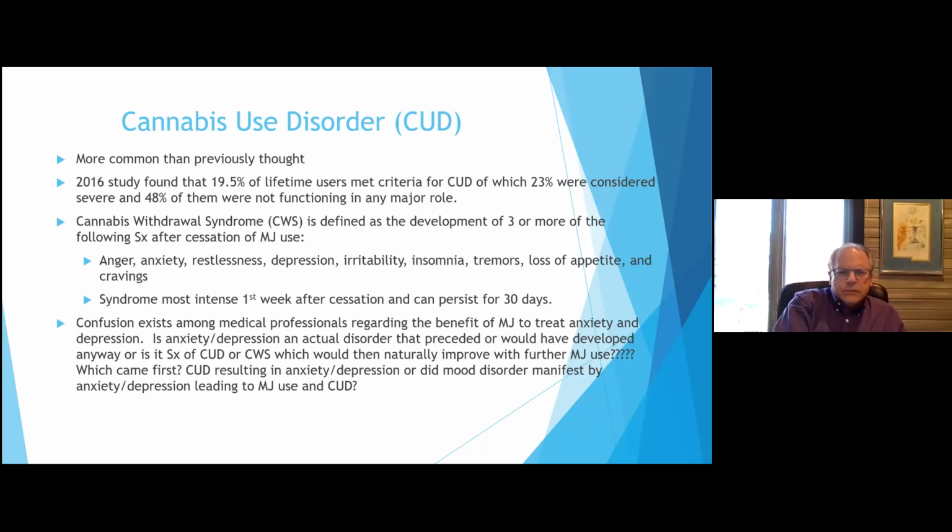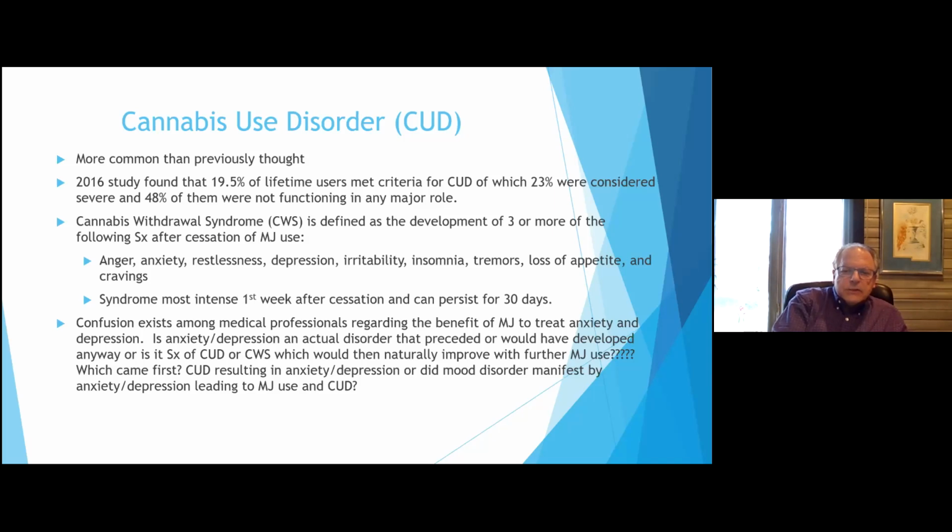Cannabis withdrawal syndrome is defined as the development of 3 or more of the following symptoms, and I have a pretty inclusive list there: anger, anxiety, restlessness, depression, irritability, insomnia, tremors, loss of appetite, and cravings. Now, the syndrome usually starts right after cessation and is most intense for about a week after cessation. However, it can persist for as long as 30 days.